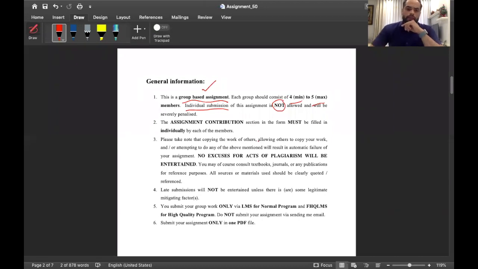Okay, so individual submission of this assignment is not allowed and will be severely penalized, which means if your group has, let's say, 4 members, and you submit 4 assignments, all right, you will lose your marks. Just one group, one assignment. Everybody understand? Okay, one group, one assignment.